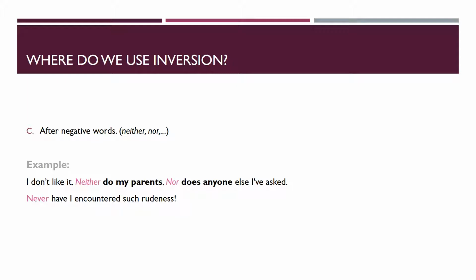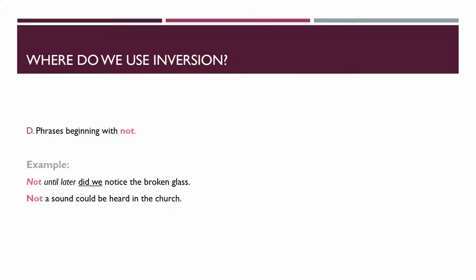It can also be used after negative words, neither, nor, and so on. For example, I don't like it, neither do my parents, nor does anyone else I have asked. Never have I encountered such rudeness. It can also be used in phrases beginning with not, such as: not until later did we notice the broken glass. Not a sound could be heard in the church.